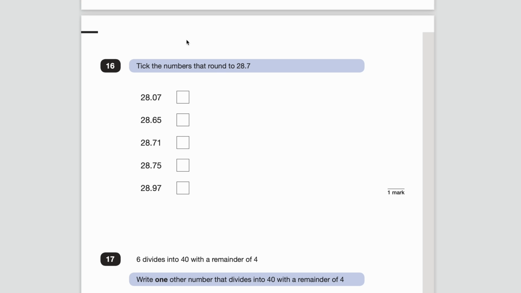There's your answers. Number 16, take the numbers that round to 28.7. So looking at the options that we've got, we know that if we have a 5 or above, we give it a shove onto the next number.